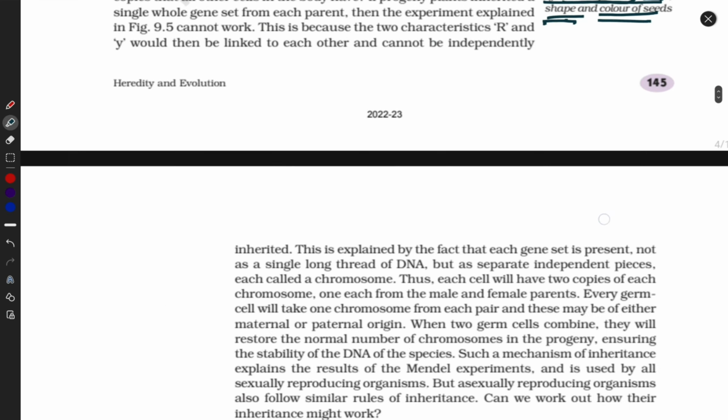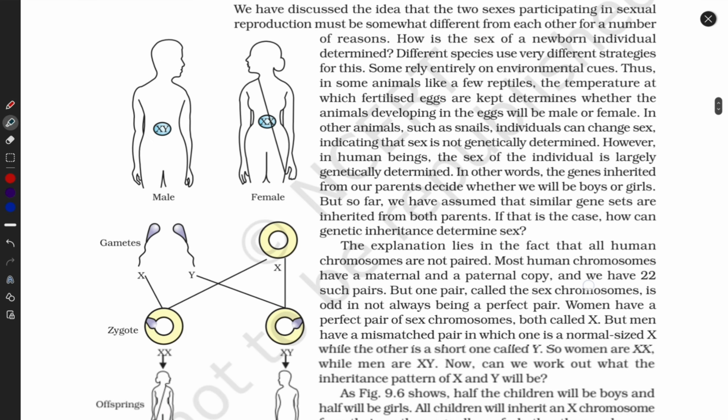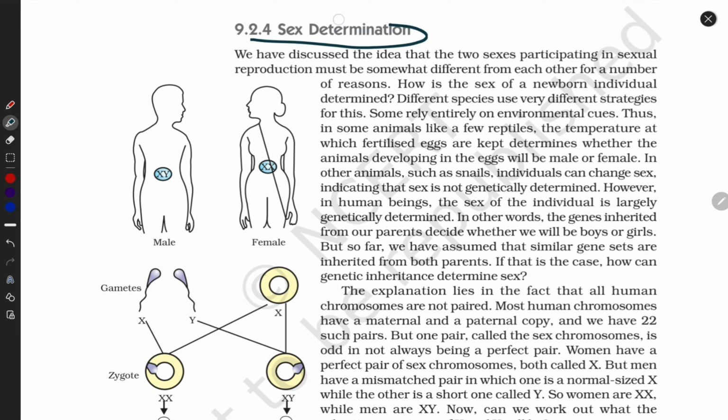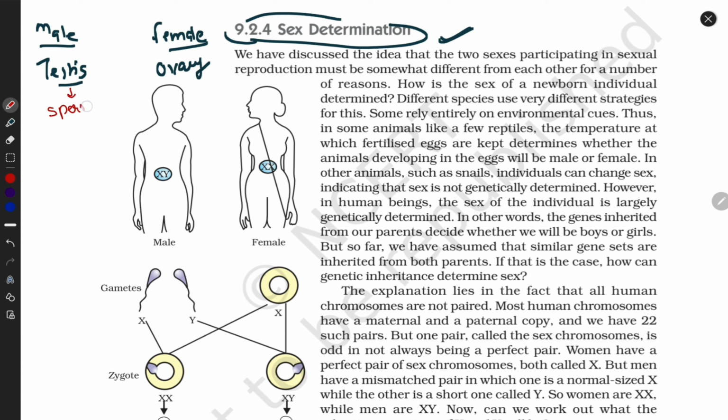Okay, now we will switch to sex determination, how sex is decided. This is not in the hands of man and woman. This is a genetic thing. We all know males have different reproductive organs and females have different reproductive organs. Males have testes and females have ovaries. Testes produce sperm and ovaries produce eggs. These are their gametes.